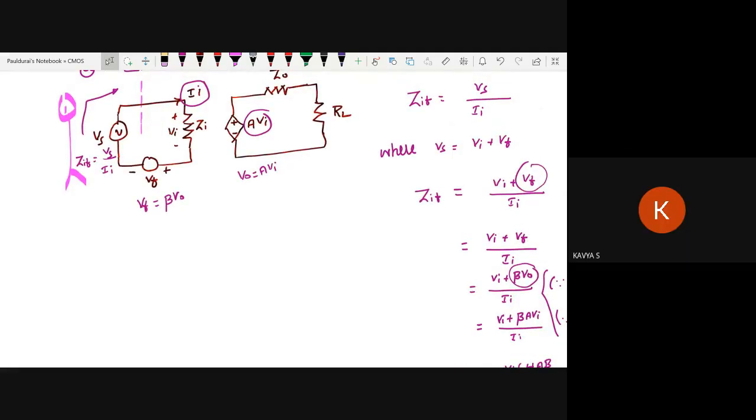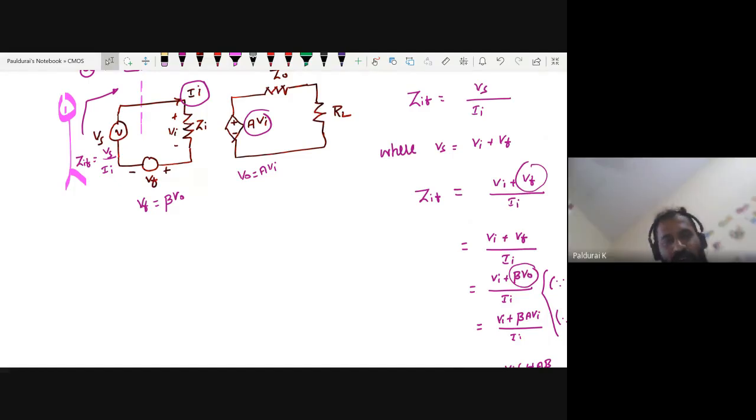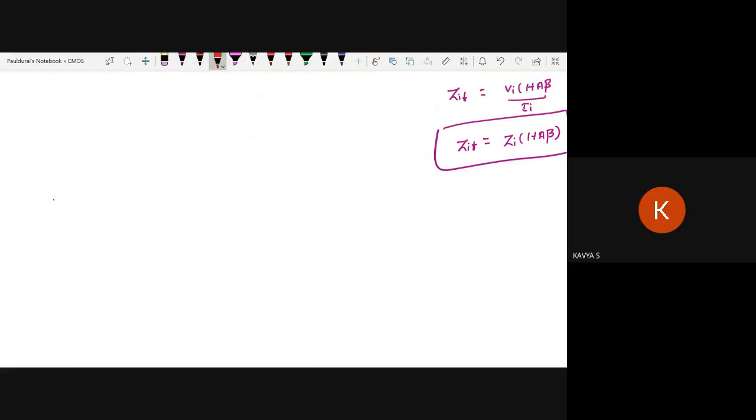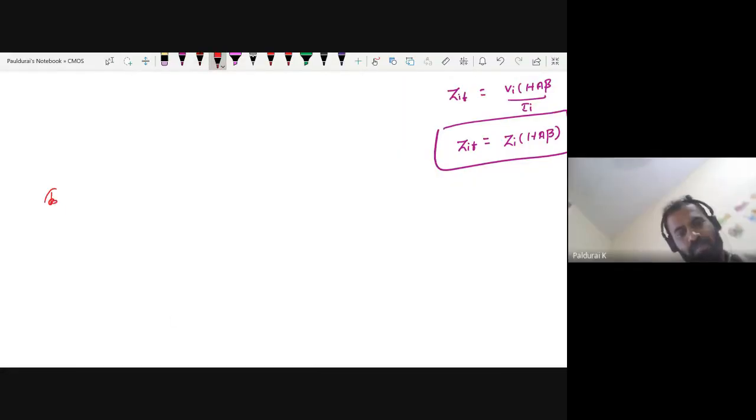What is the procedure? Opening the load and applying the test signals. Sir, you want to open the load, okay, and you want to apply the test signal. And so the ratio would give the output resistance. So this time, subdivision B, to find output resistance Zout with the feedback.